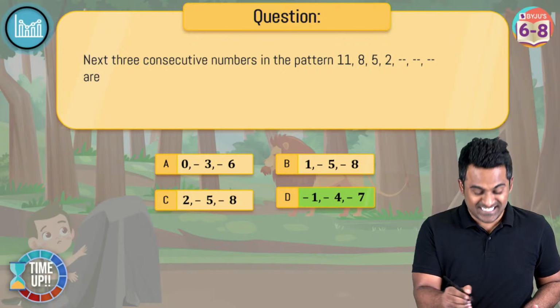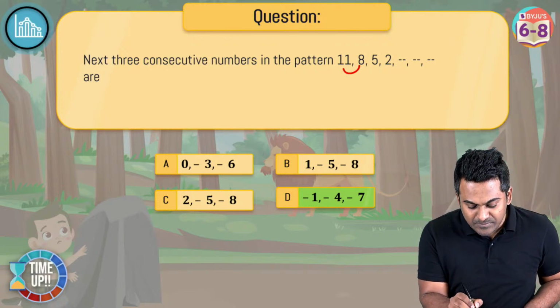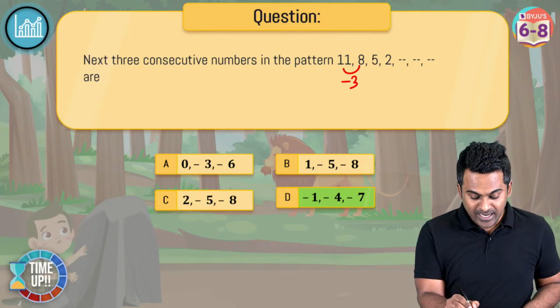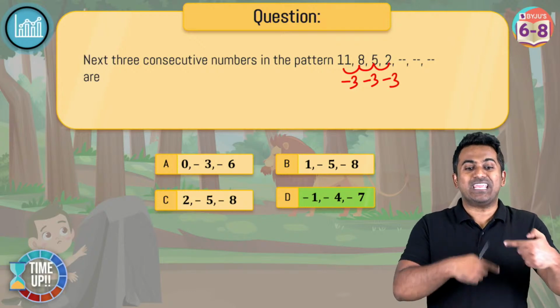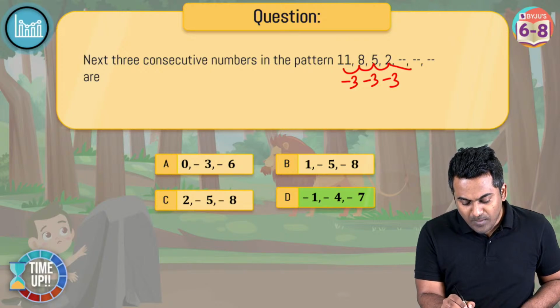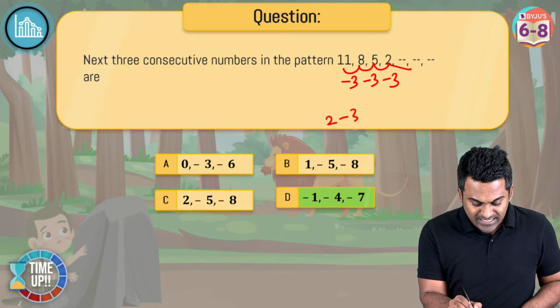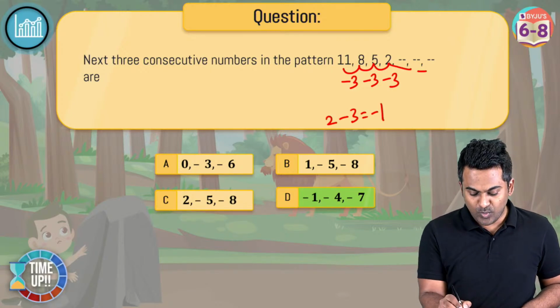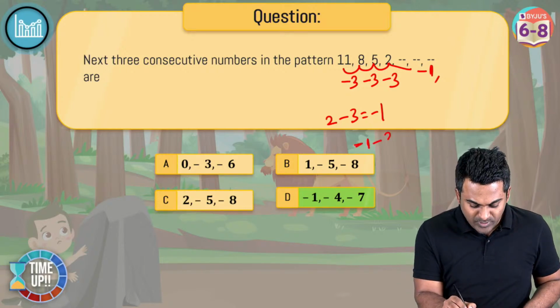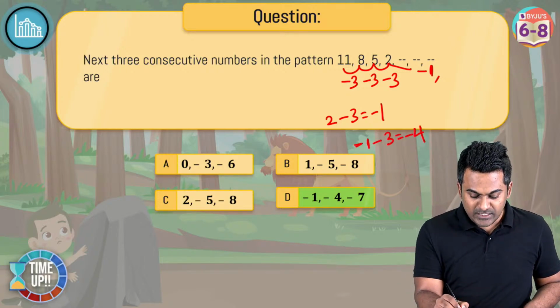But minus negative gaps. So 11 becomes 8. How? 11 minus 3 is what makes it 8. 8 becomes 5. How? 8 minus 3 makes it 5. Similar way, 5 becomes 2. So again minus 3. So 3 keeps on subtracting, right? So the next number should be 2 minus 3. 2 minus 3 is going to be how much? Minus 1, right? Minus 1 will again decrease by 3. So the next will be minus 1 minus 3, which will give you minus 4.